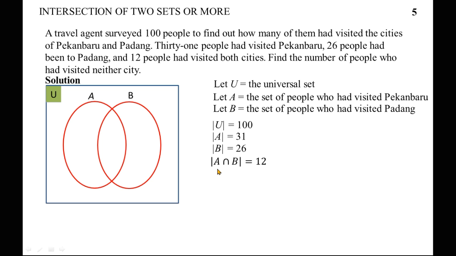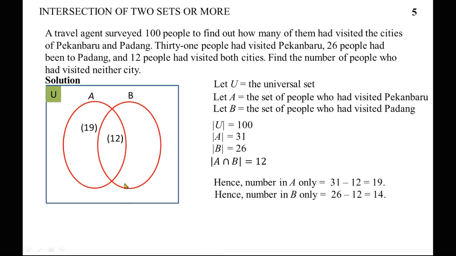Since the intersection of A and B equals 12, we can put the number 12 inside the intersection of circle A and circle B. Hence, the number in A only, without the intersection, equals 31 minus 12, which equals 19. So we put the number 19 here. For B, because the total of B is 26, the number in B only equals 26 minus 12, which is 14. So we put the number 14 here.